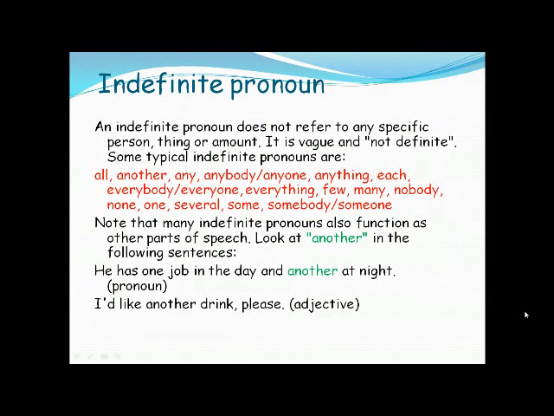And the next kind of pronoun is indefinite pronoun. An indefinite pronoun does not refer to any specific person, thing, or amount. It is vague and not defined. Some typical indefinite pronouns are all, another, any, anybody or anyone, anything, each, everybody or everyone, everything, few, many, nobody, none, one, several, some, somebody or someone.